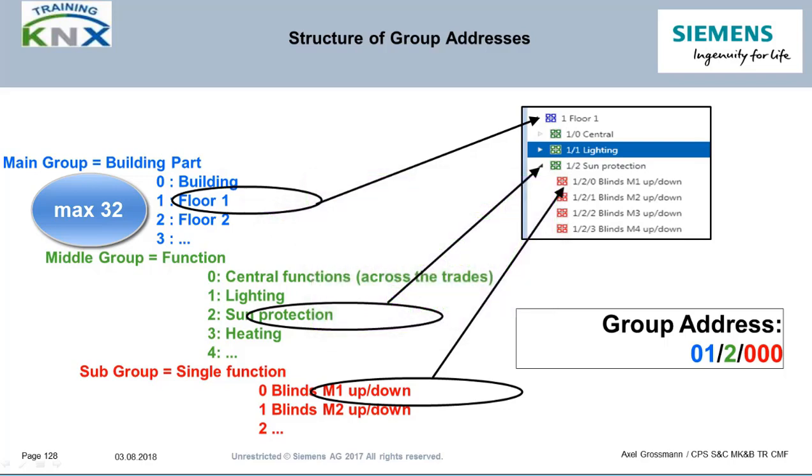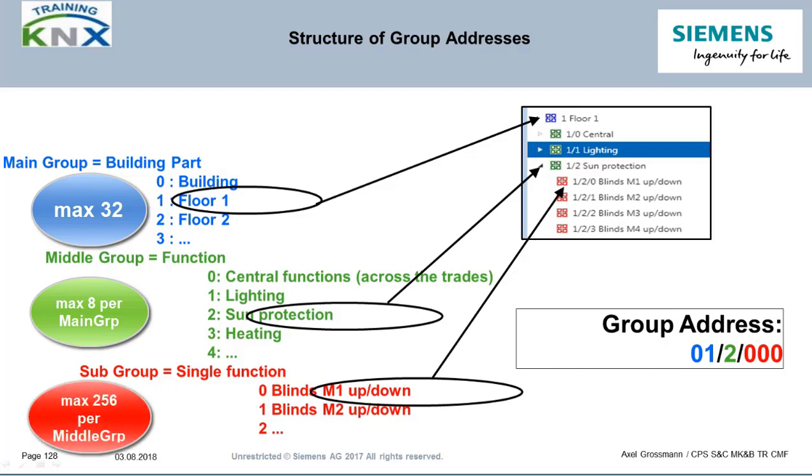Middle groups are encoded by 3 bits, so there are 8 of them available. Again, it is recommended to use middle group 0 for central tasks. 7 more middle groups of 256 subgroups each remain for the regular controls. They shall be assigned the different traits, like lighting, sun protection, or climate control, which are usually always used.